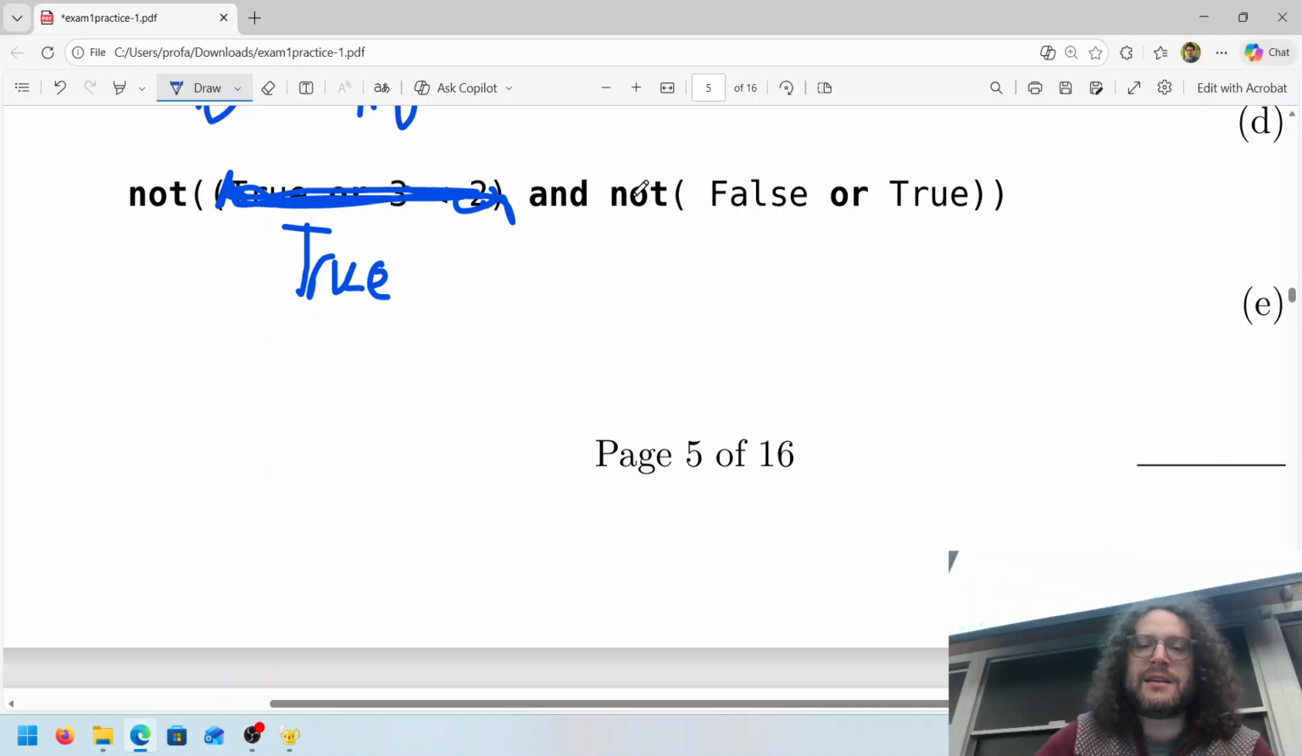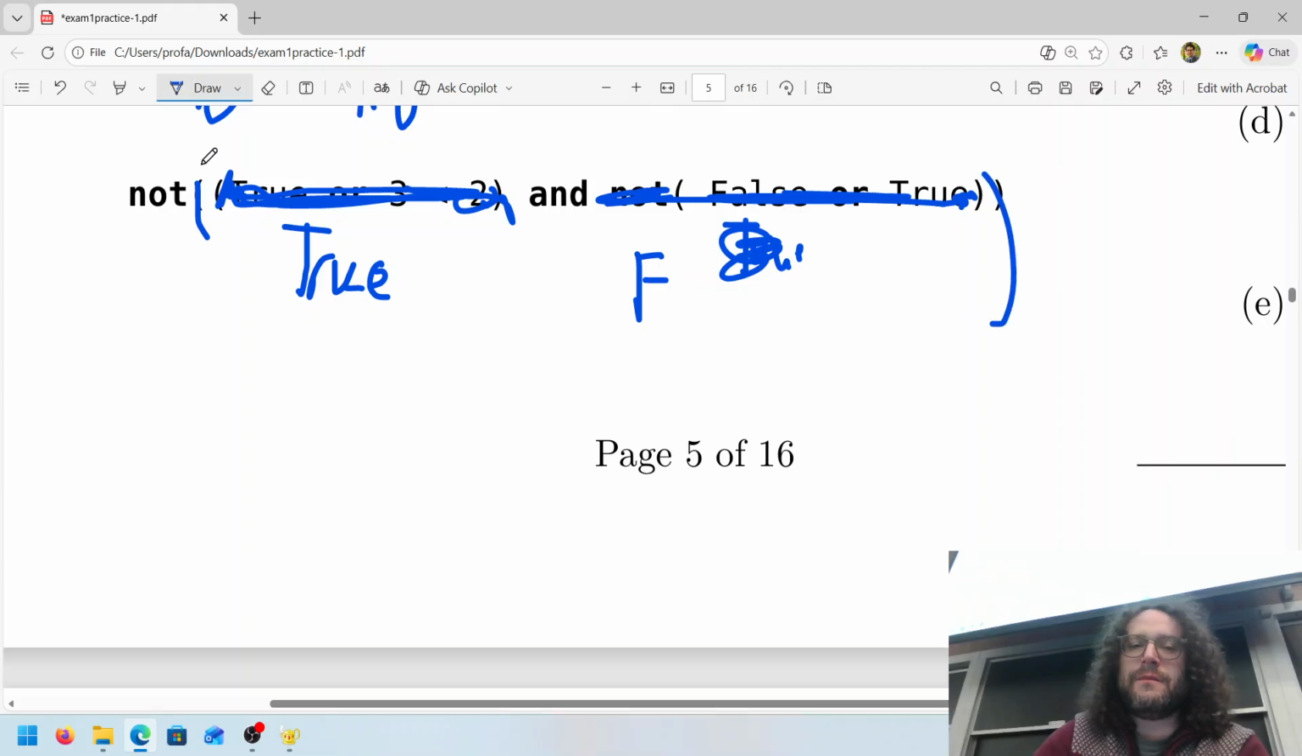Then we have an and not, and again, we've got parentheses. We always want to do what's in the parentheses first. False or true, again. We're going to take what's in the parentheses and replace it. That's true. But then we have a not operating on it. So then that becomes false. So inside these parentheses now, we have false, we have true, and false.